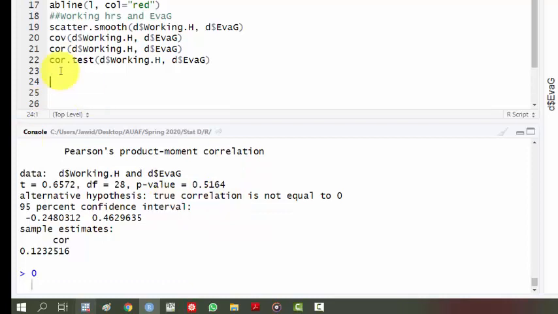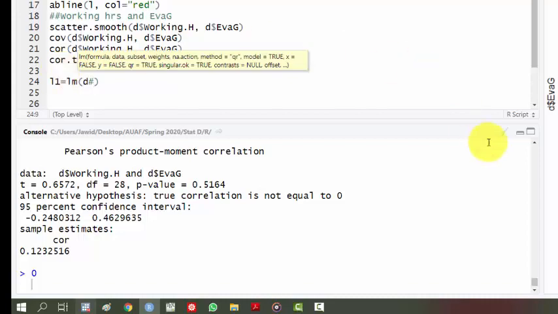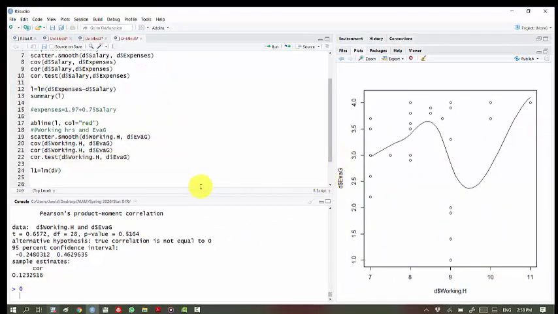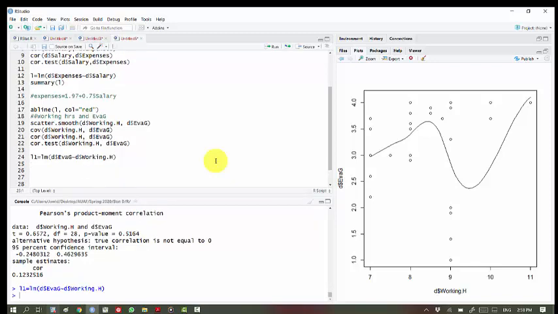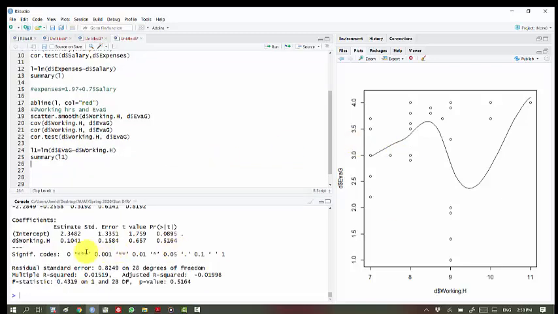We can go ahead with the linear model. I call it l1, equal to lm, first the variable on the y-axis, which is the evaluation grade, tilde, the variable on the x-axis, working hours, and then you can go for the summary of l1. And here again, if you check the estimated coefficients, the intercept is 2.34, and the working hours coefficient is 0.1. But important here is that this coefficient is not significant.